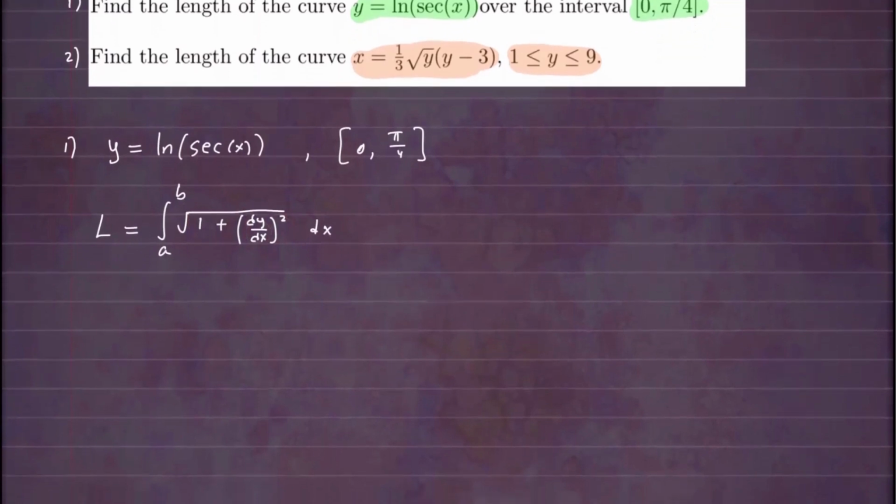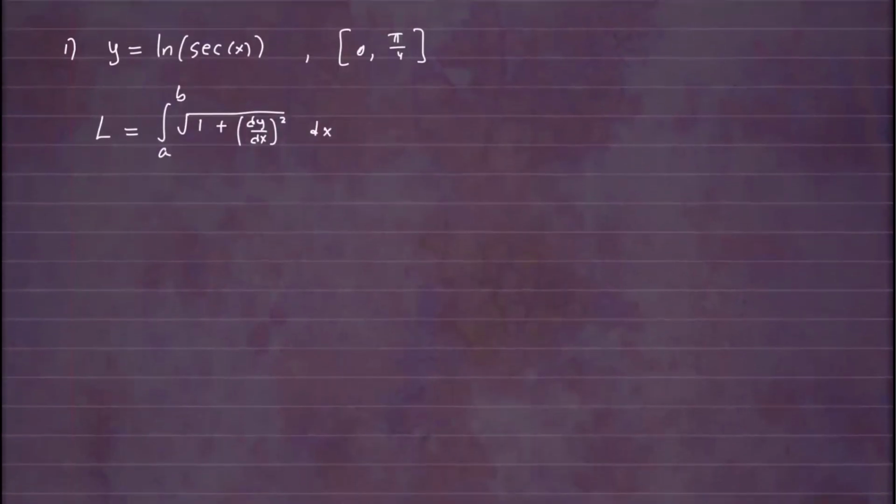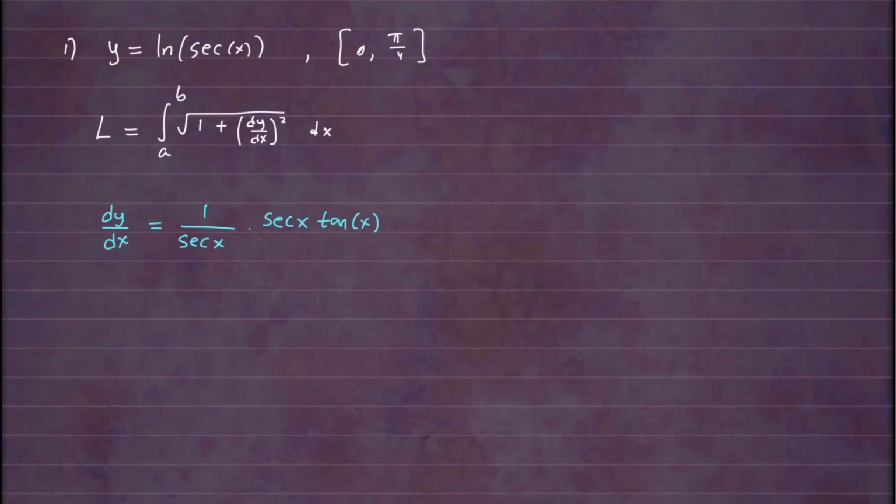Let's do one piece at a time. First, we compute dy/dx, the derivative of y with respect to x. We differentiate using the chain rule: this is 1 over secant x times the derivative of the inside. The derivative of secant is secant x times tangent x. With further simplification, the secant in the numerator and denominator cancel each other. So this gives us simply tangent of x.